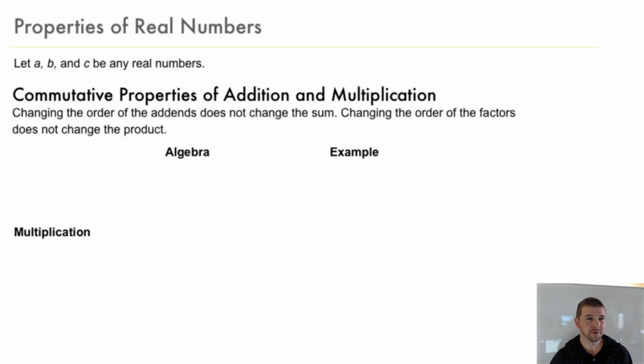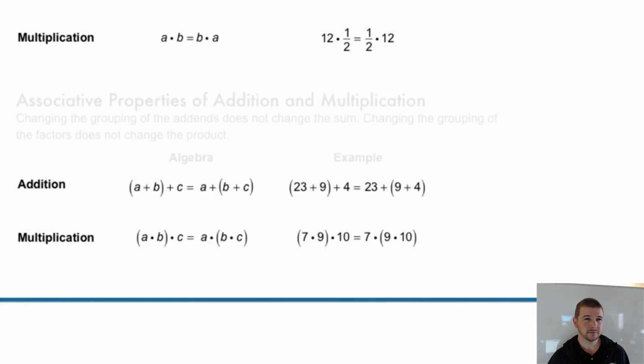And the commutative property of multiplication, in algebra, A times B equals B times A. And an example, 12 times 1/2 equals 1/2 times 12.